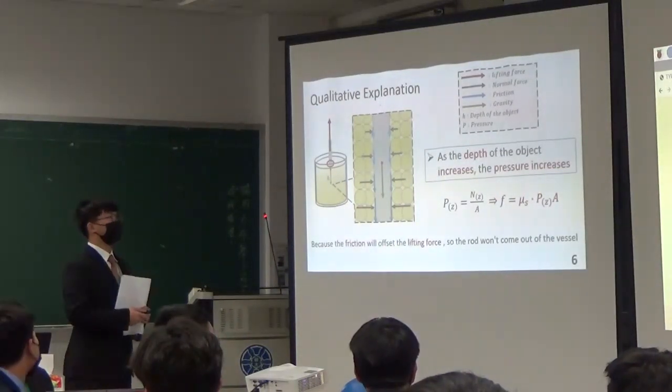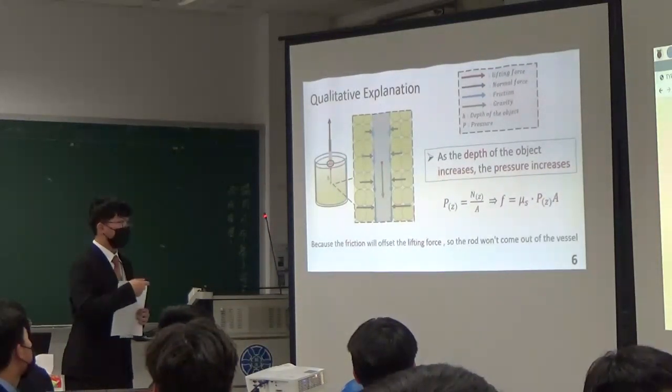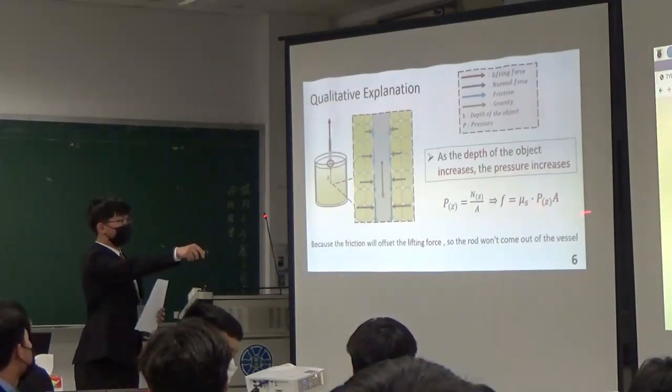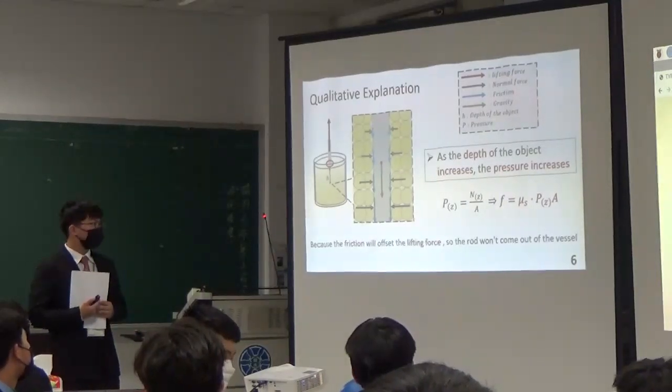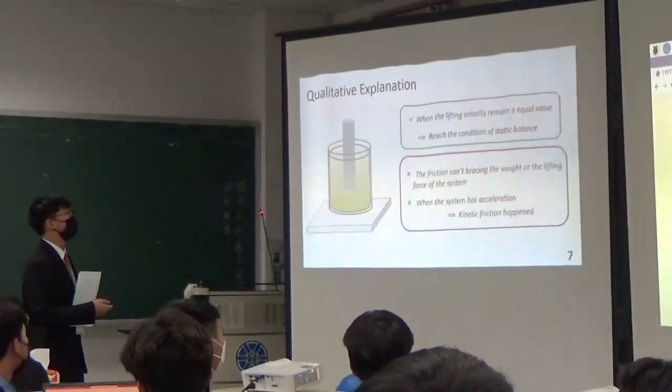And here's the quantitative explanation. As the depth of the object increases, the pressure will also increase. So we can derive the total friction from this formula. And because the friction will offset the lifting force, the rod won't come off the vessel. So in this condition, it's a static balance.